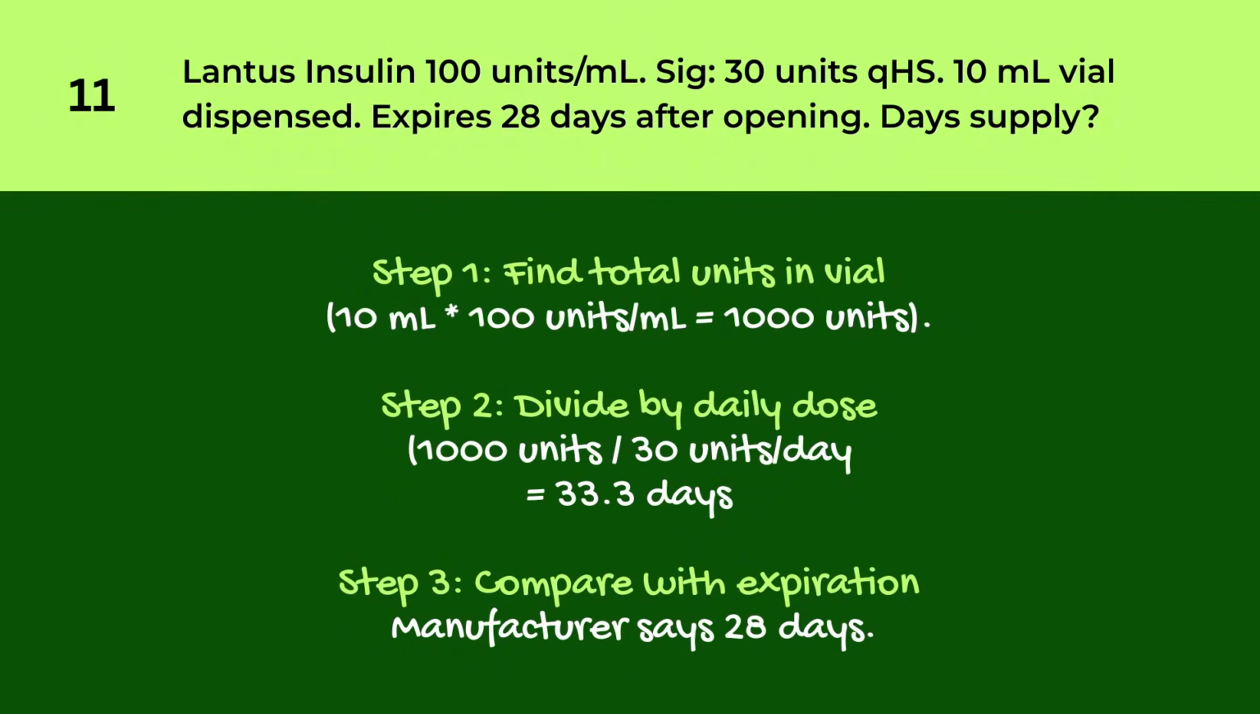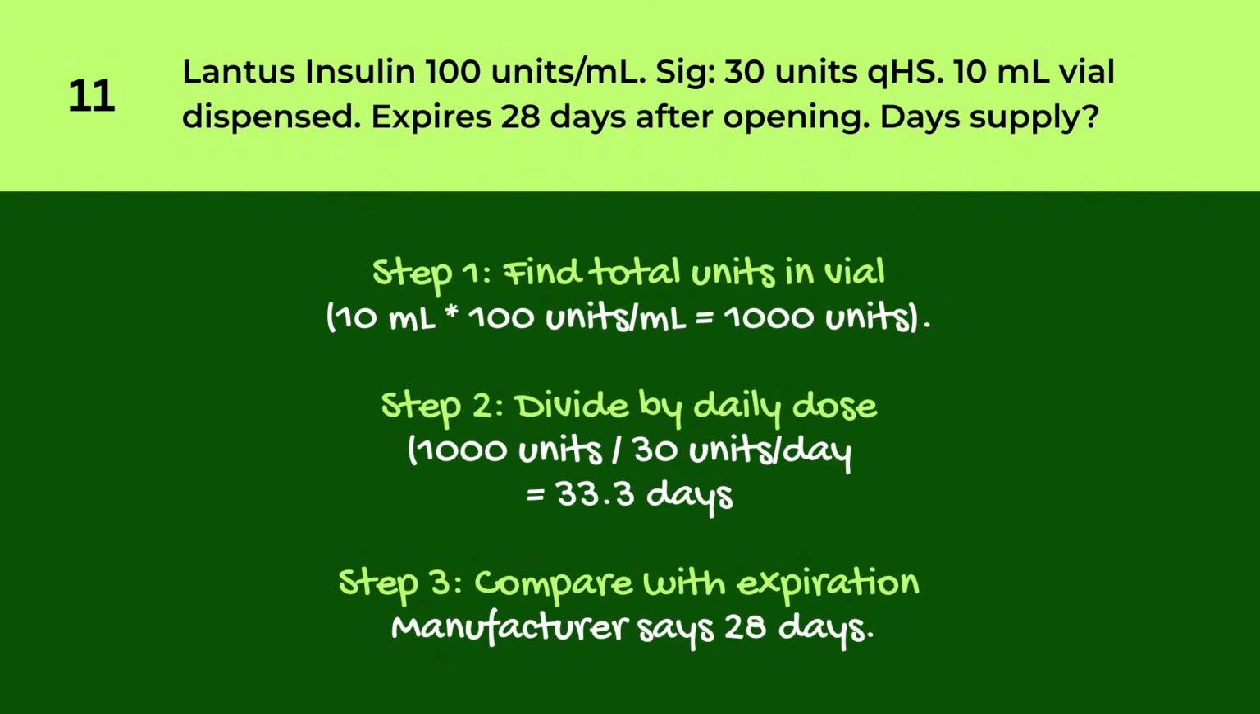Step 1 is to find the total units in the vial. We take 10 milliliters times 100 units per milliliter, giving us 1,000 units total. Next, we divide that by the daily dose. 1,000 units divided by 30 units per day equals 33.3 days mathematically. Finally, we look at the expiration. The manufacturer says it expires in 28 days. So we have enough liquid for 33 days, but it goes bad in 28.